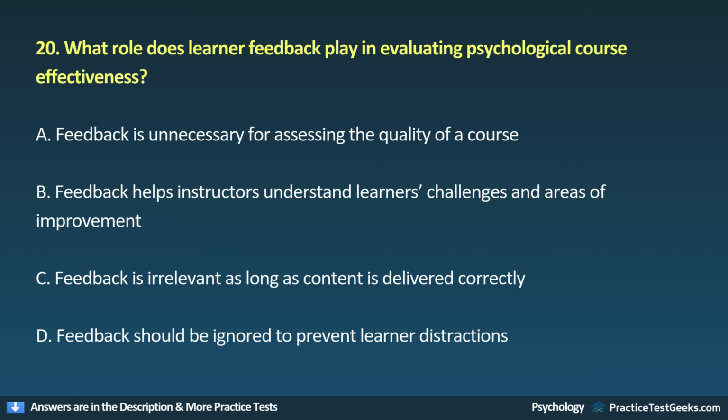20. What role does learner feedback play in evaluating psychological course effectiveness? A. Feedback is unnecessary for assessing the quality of a course. B. Feedback helps instructors understand learners' challenges and areas of improvement. C. Feedback is irrelevant as long as content is delivered correctly. D. Feedback should be ignored to prevent learner distractions.